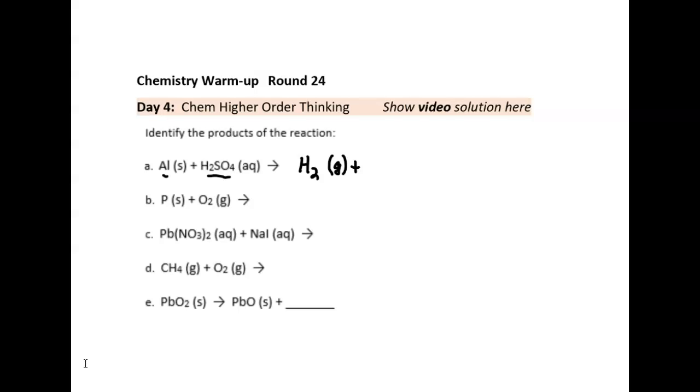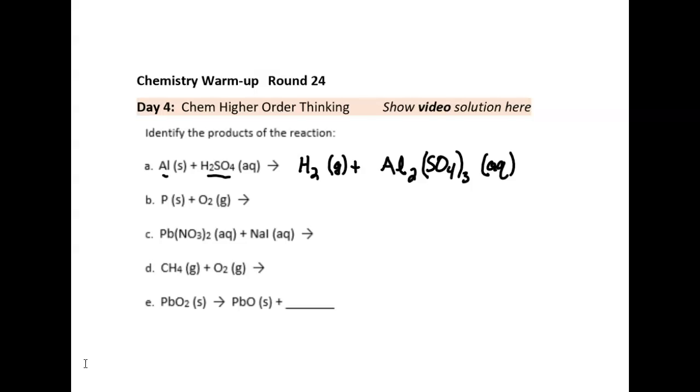We want to write the formula for aluminum sulfate, which is ionic. So you have to think about charges and get the correct formula down. So aluminum sulfate will be Al2(SO4)3, with parentheses around the sulfate and a 3. Aluminum sulfate will be aqueous because it dissolves in water. This is not a balanced equation, but nothing in the directions asks us to balance the equation. We only need to write down what are the products.